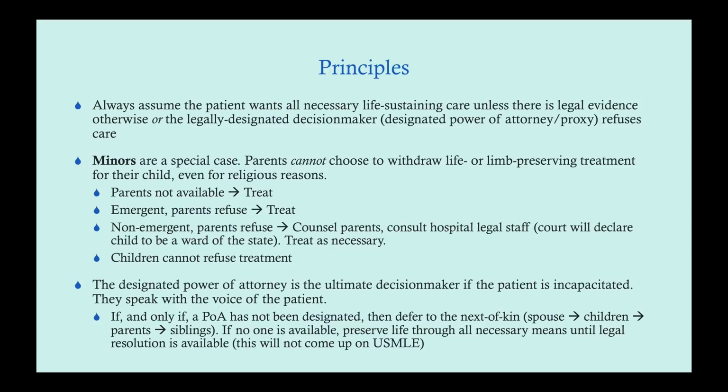A lot of people don't have a power of attorney. So the next of kin would start out as the spouse, then it would be the children, then the parents, then the siblings, and this all follows. There may be some variations from state to state, so I don't think you'll be tested on that in the USMLE. But this typically follows inheritance laws. If no one is available, then your goal is to preserve life through all necessary means until a legal resolution is available. This is not going to come up on the USMLE.